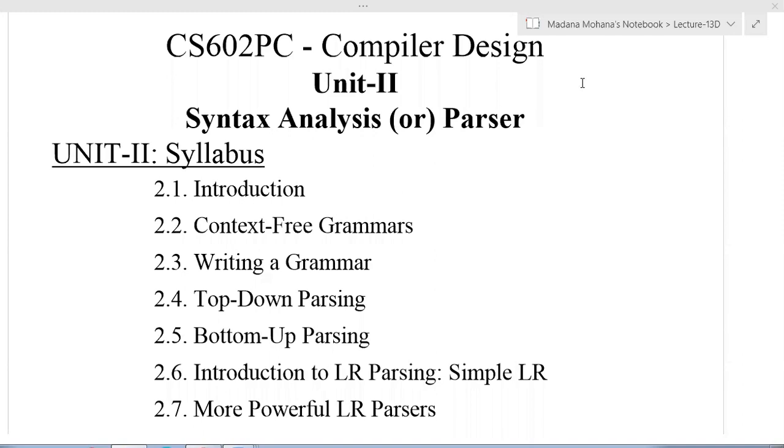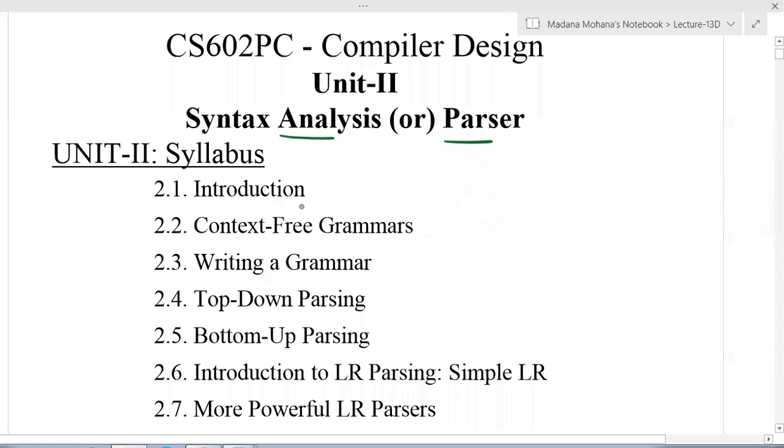In this lecture, we are going to start the second unit, which is the second phase of the compiler, syntax analysis or parser. In the first unit, we discussed the introduction to compilers, phases of compilers, and compiler construction tools. Later we studied the first phase, which is called lexical analysis, also called the scanner. Now we will continue with the second phase, which is called syntax analysis or parser.